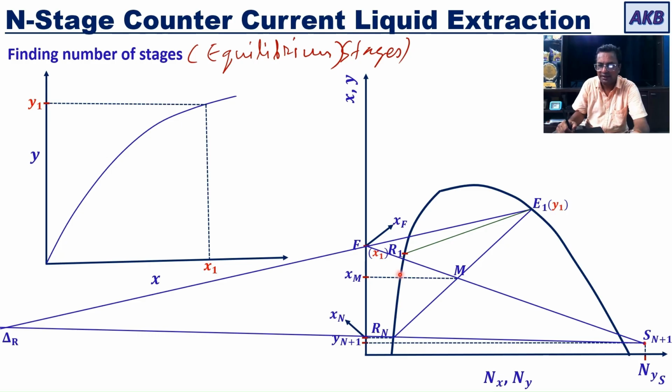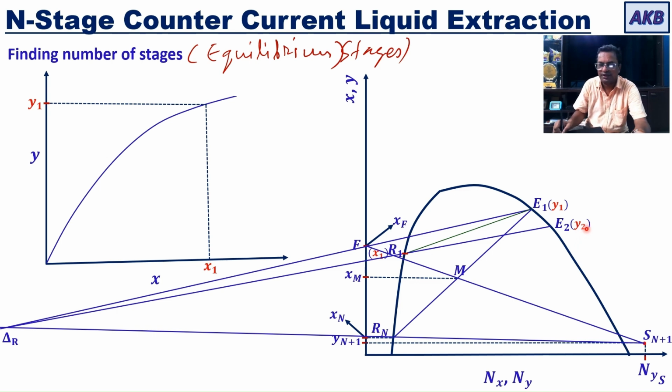Then next, when I get R1, I will draw a line that starts from delta R, passes through R1, and then intersects the B reach part of the binodal solubility curve. So I will start at delta R, then pass through R1, and then reach the B reach binodal solubility curve. Where the intersection occurs, I am going to call that point E2. So once point E2 is located, I will read its y coordinate. I will call it y2.